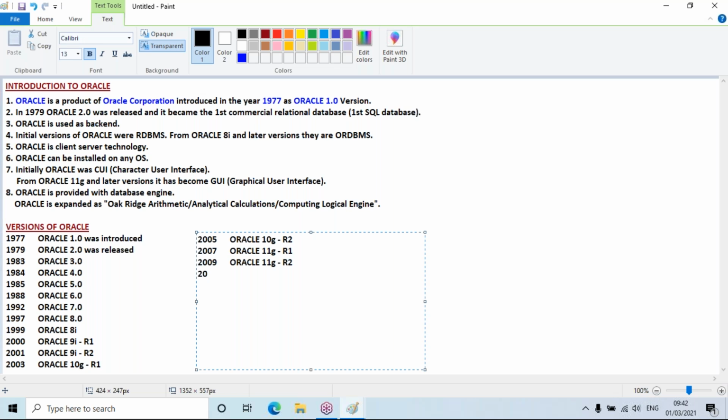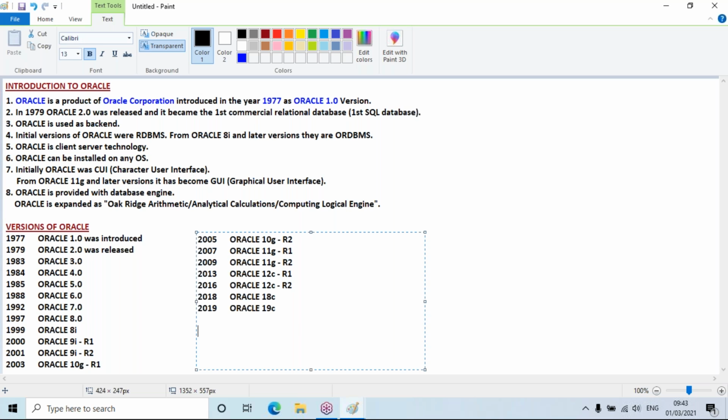Then after 9, 13, or yeah, if I'm not wrong, it's 13 only. Then they came up with Oracle 12C Release 1. Then in 2016, they came up with Oracle 12C Release 2. Then continuing the years, in 2018, they came up with Oracle 18C. Then in 2019, they introduced Oracle 19C.